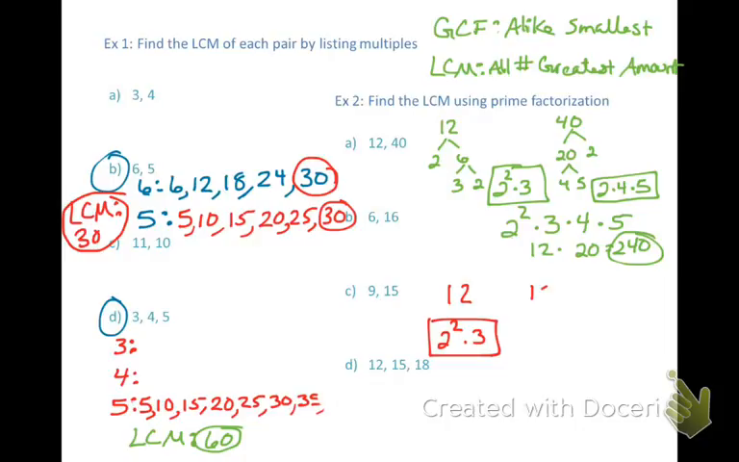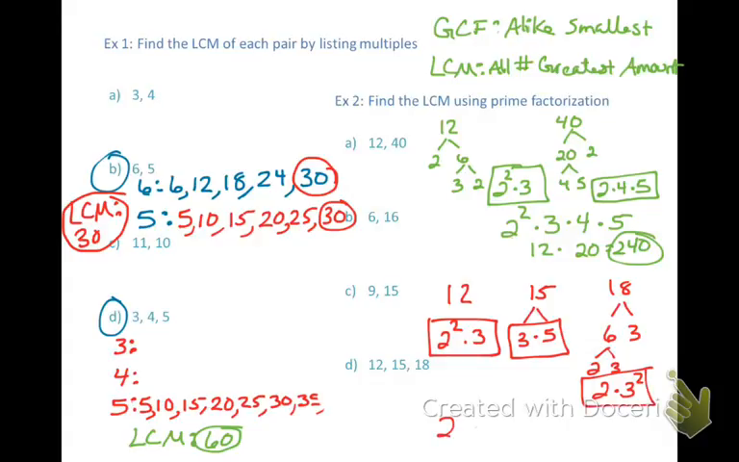Now we'll find 15 and 18. So we have 3 times 5. That's my prime factorization, and 18 is 6 times 3 and 2 times 3. So that one would be 2 times 3 squared. Okay, again we're picking all the numbers. I have 2, 3, and 5.